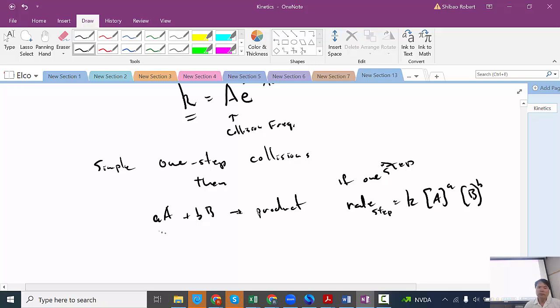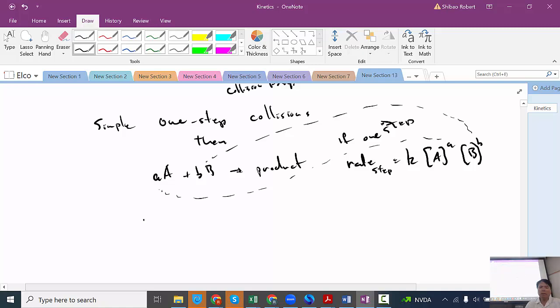So let's take a look at this particular reaction. We have A2 colliding with B2. If I double the number of A2s, do you know what happens? I double the number of collisions. If I double the number of B2s, I'm going to double the number of collisions. If I double A2 and B2, I'm going to quadruple the number of collisions.